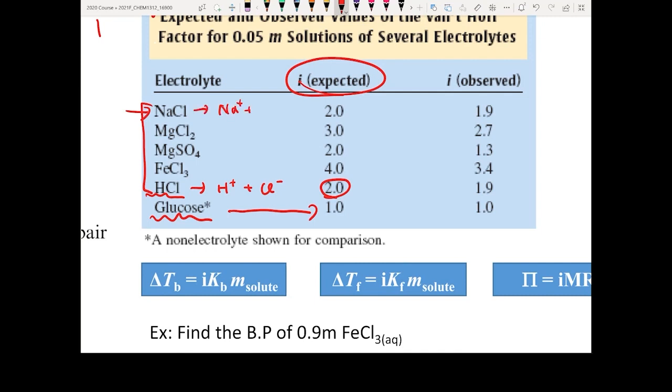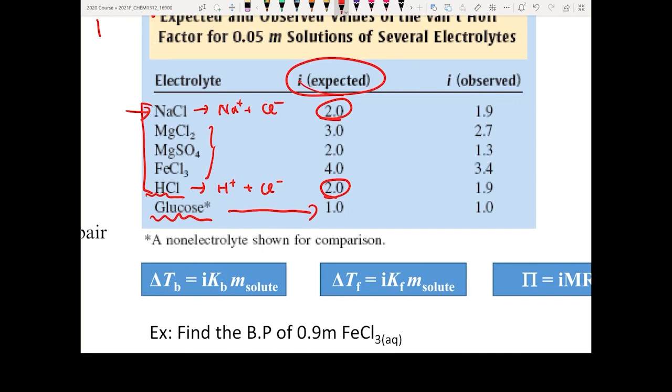Na plus plus Cl minus, right? So how many charged species can one NaCl generate when it dissolves? 2. So the Van Hoff factor for your NaCl aqueous solution is 2. I found students actually got confused about these things.